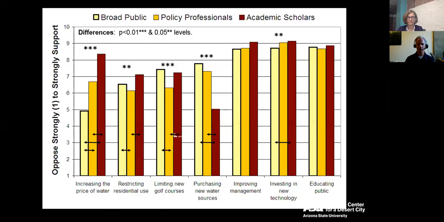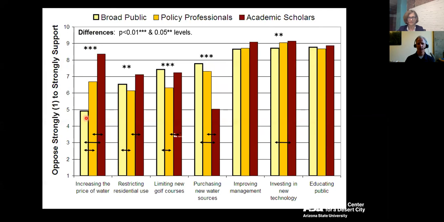And so, for example, one of the pieces of work that we've conducted included surveys of different groups, including members of the general public, policy experts, and academic scientists and scholars. And what we did was assess their preferences. In this particular case, this graphic is showing their preferences for different policy interventions. And you could see, to point out one specific example, increasing the price of water to affect water demand was strongly supported by academic scientists and to some degree by policy professionals, but much less so by the general public.